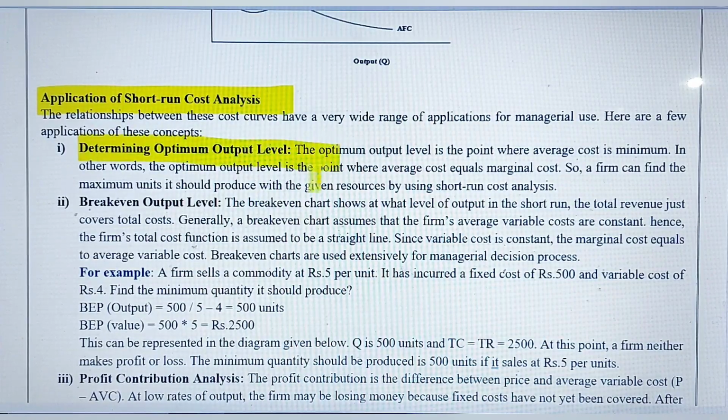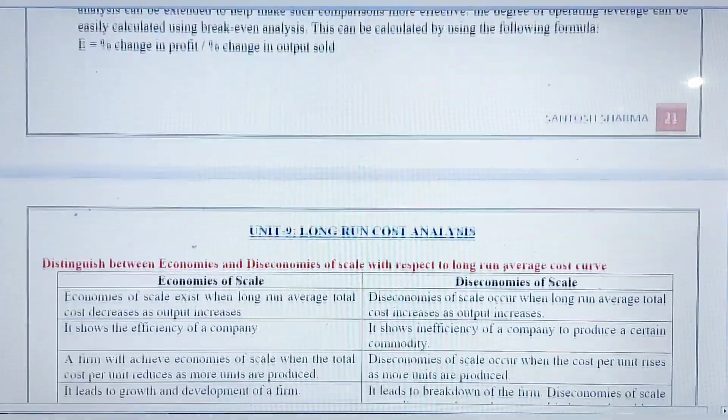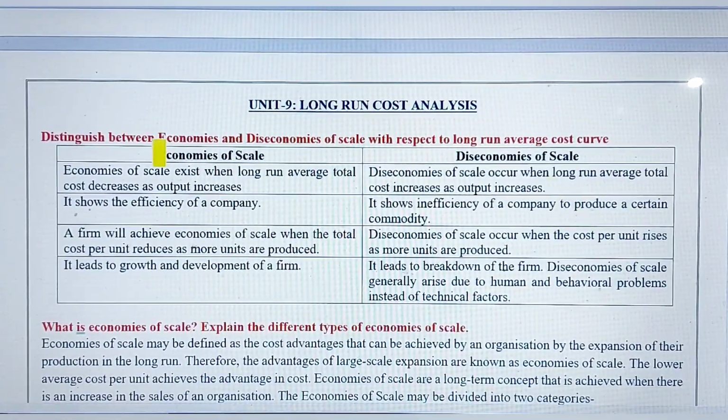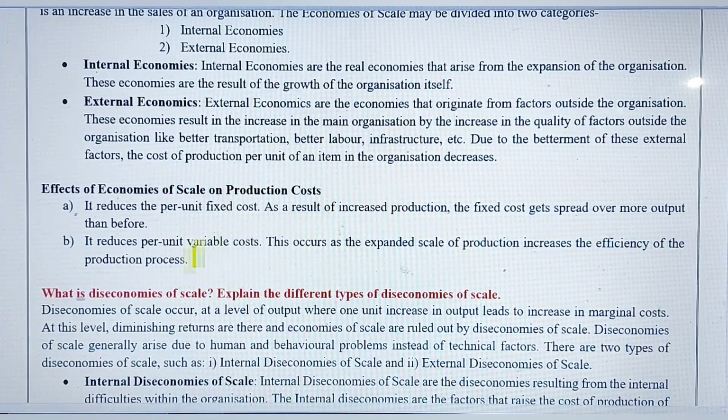So determining optimal output level, breakeven level. So for all these things we need short run cost analysis. Let's move on to unit 9, long run cost analysis. And here you should learn this difference: economies of scale and diseconomies of scale. And also in economies of scale, you can get this for 10 marks, the different types of economies of scale. And then the different types of diseconomies of scale.